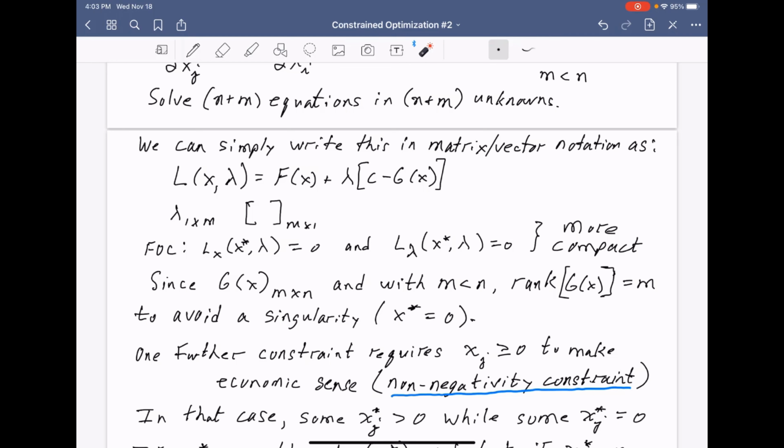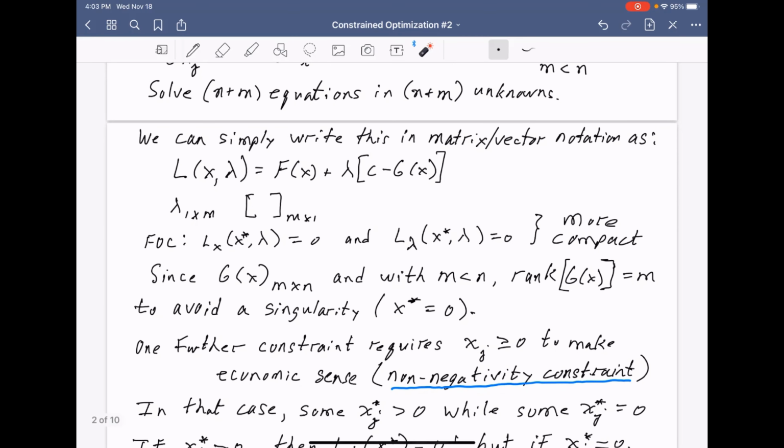Since g of x is an m by n matrix, we have m constraints, and within each constraint we have the possibility of n variables. As long as m is less than n, we want the rank of g of x to be equal to m to avoid a singularity. Because remember, the determinant would be 0 if this was not true. So then x star would be 0 as well.